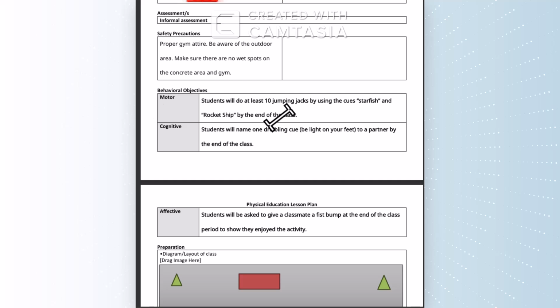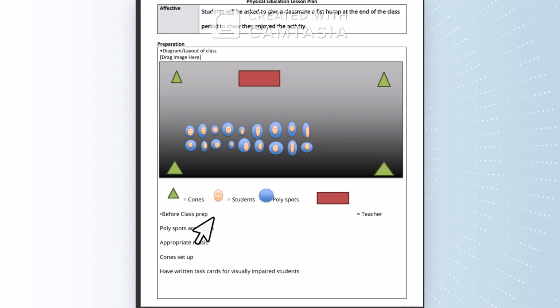Students will do at least 10 jumping jacks by using cues, starfish and rocket ship, by the end of class. Students will name one dribbling cue, be light on your feet, to a partner by the end of class. Students will be asked to give a classmate a fist bump at the end of class period to show they enjoyed the activity. These are my behavioral objectives.